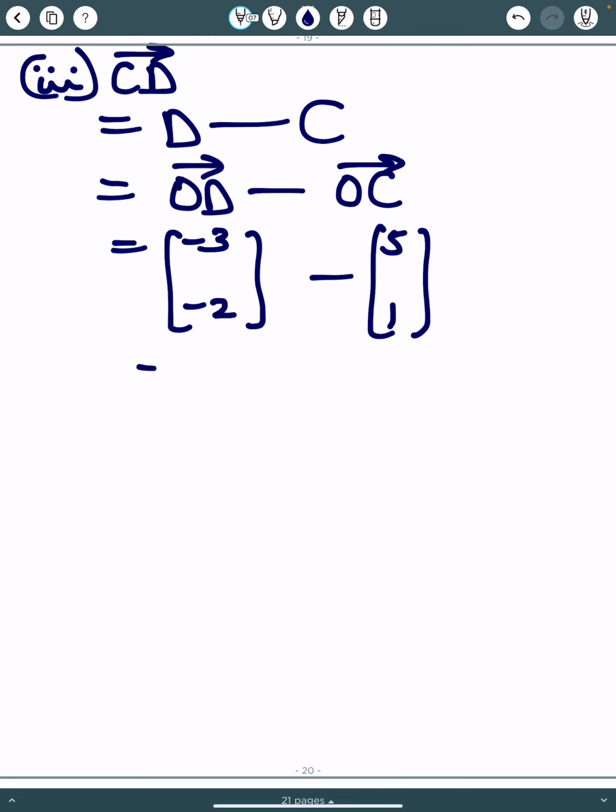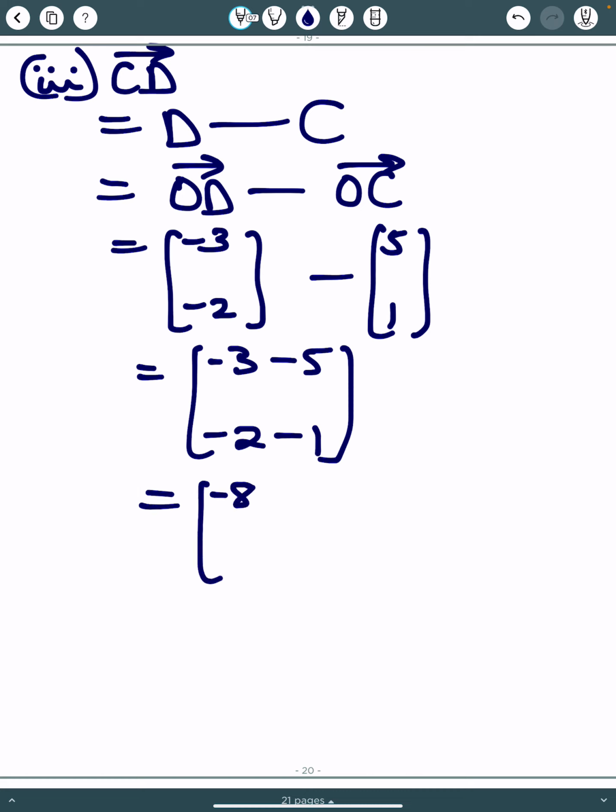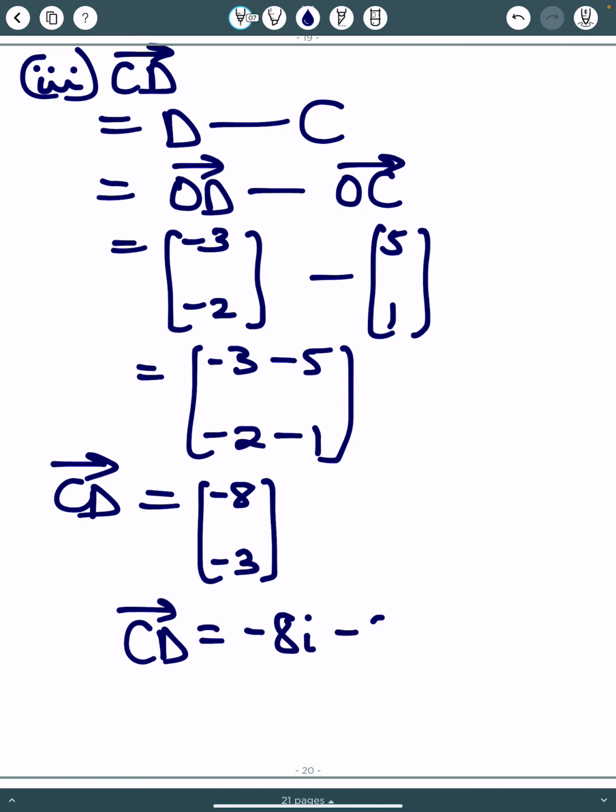What does it give me? I'll get minus 3 minus 5 and minus 2 minus 1. Be careful with signs here. This will give me minus 8, minus 3. So the relative vector CD is equal to minus 8i minus 3j. This is writing it in column form. If I like, I could also write it in coordinate form as minus 8i minus 3j.